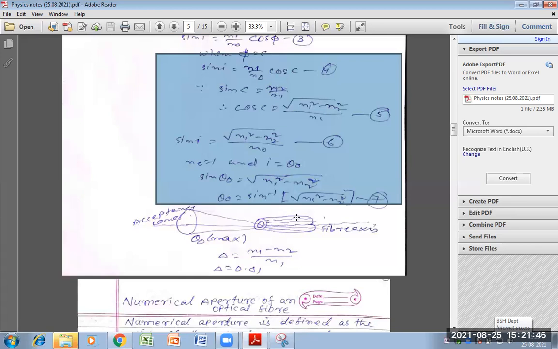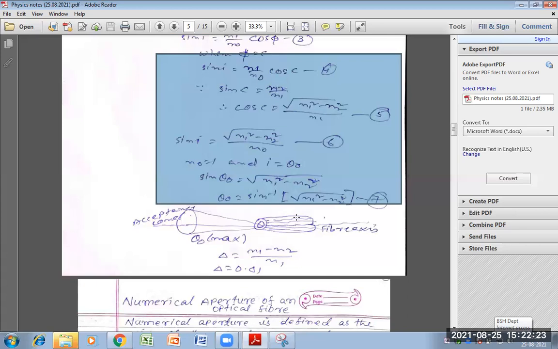So acceptance: the definition of acceptance angle and acceptance cone is that the acceptance angle is the maximum angle that a light ray can have relative to the axis of the fiber and propagate down the fiber. Now the light rays contained within the cone having a full angle 2 theta naught are accepted and transmitted along the fiber. The cone is called the acceptance cone.